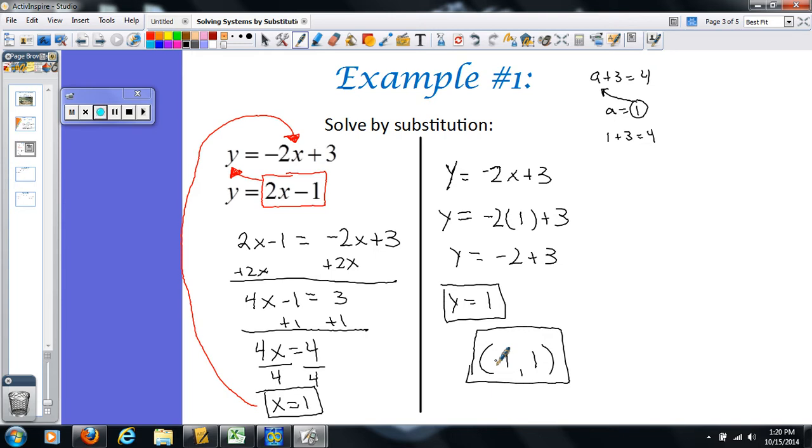So this is the substitution method. You always have to have one of the variables solved for. In this case, y is already by itself, so that's why I'm able to use substitution.